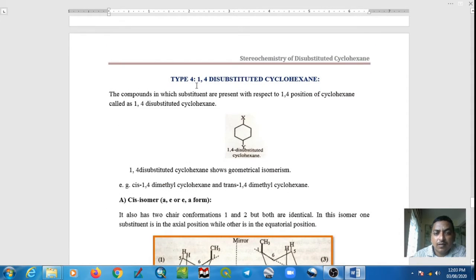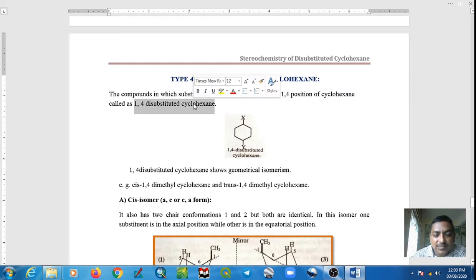What is meant by 1,4 disubstituted cyclohexane? The compound in which substituents are present at the 1,4 positions of cyclohexane. See, in this molecule, the first substituent is at this C1, right, and the second one is at C4: 1, 2, 3 and 4. So substituents are present at the 1,4 positions of cyclohexane, that's why it is called 1,4 disubstituted cyclohexane.